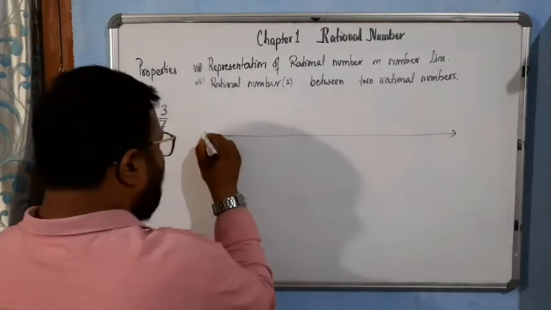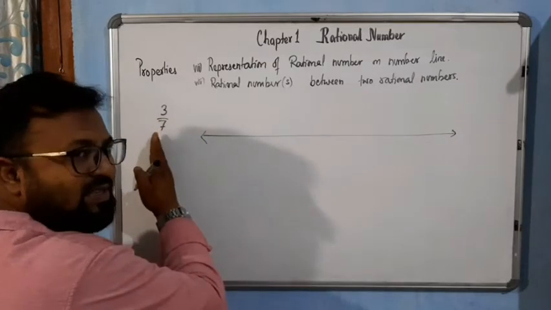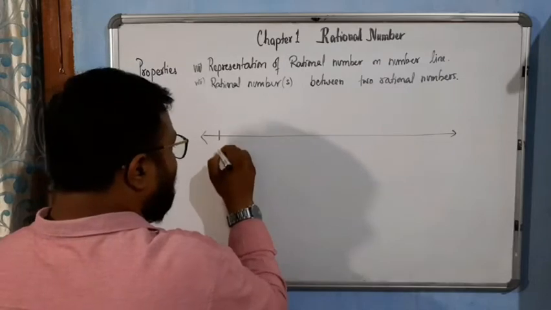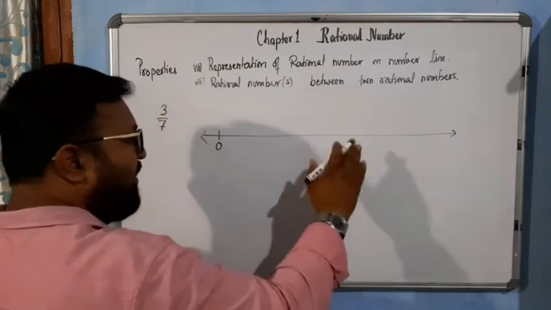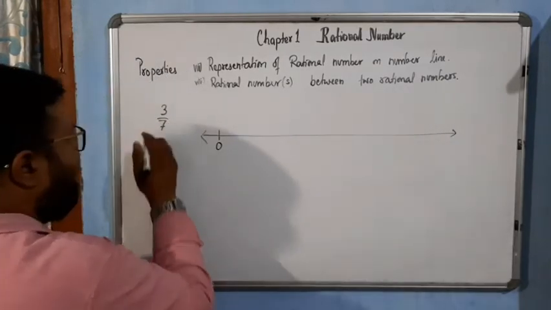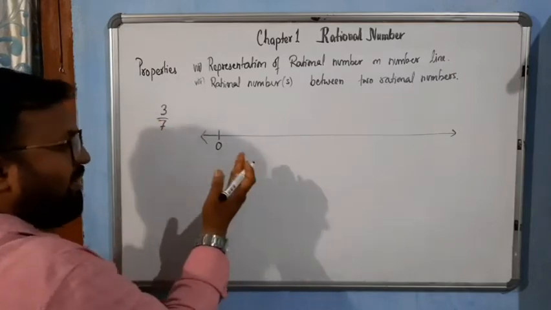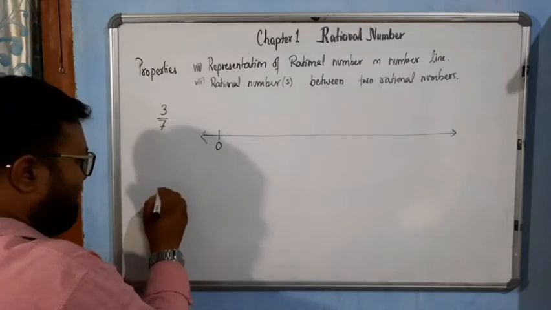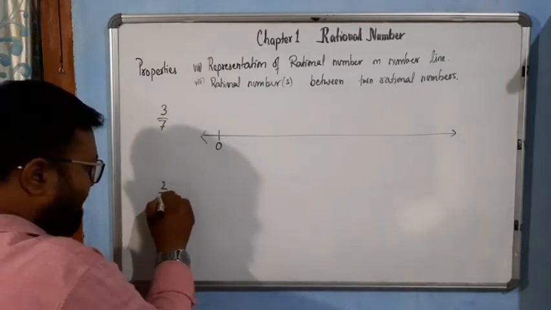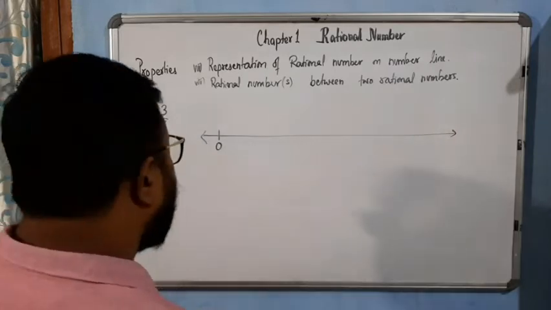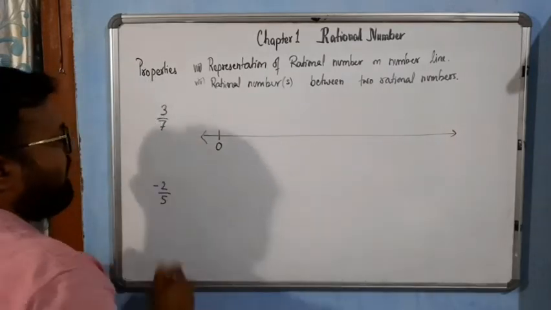Now because it is a positive rational number, it will be on the right hand side of the 0. So we can start from 0 and go in this direction. Suppose if we had a negative, we would put a negative sign, and then it would be on the left hand side of the 0. Let's take another example, minus 2 by 5. For this example we will show later on. First let's do this one.